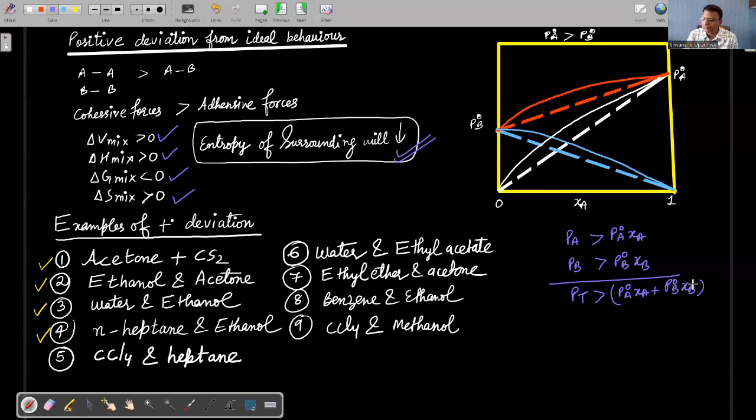Sometimes they will give the composition, the vapor pressure of the pure components, and the total vapor pressure, and they will ask whether this solution shows negative deviation, positive deviation, or is ideal. So by using this formula, you will find the total vapor pressure when the solution is ideal. P0 A XA plus P0 B XB is valid for ideal, and then you can compare. If the P total, the experimental or given value, is greater, then it is positive; if less, then it is negative; and if they are equal, it means the solution is behaving ideally.